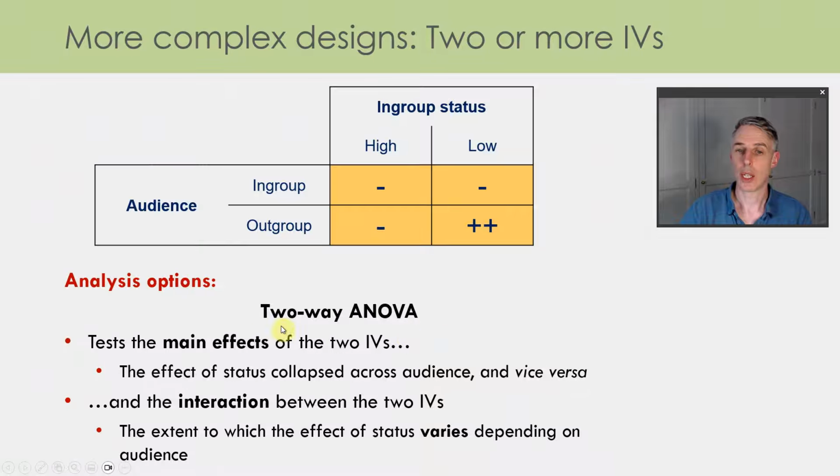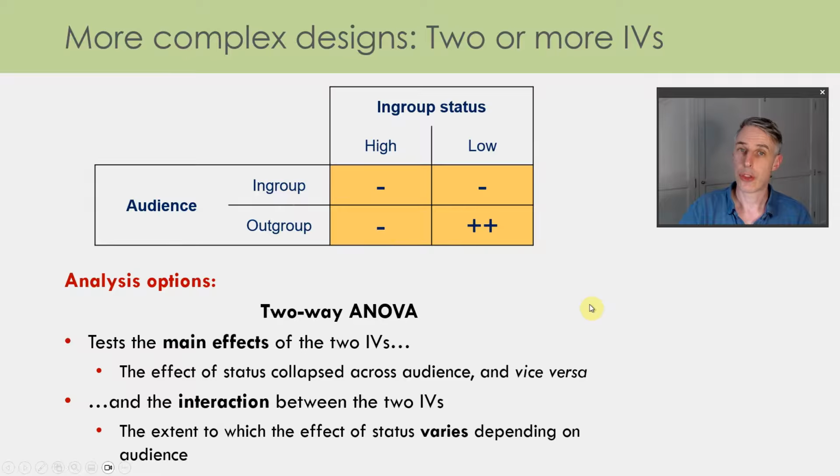Okay, so in a two-way design, a two-way analysis of variance, we're going to end up with three effects. Two of those effects are the respective main effects of the two independent variables. Those main effects are the effect of that independent variable collapsed across all levels of the other independent variable. So the main effect of status is the effect of status, this difference, collapsed across all levels of audience, that second independent variable. And the main effect of audience is the effect of audience, this comparison, collapsed across all levels of status.